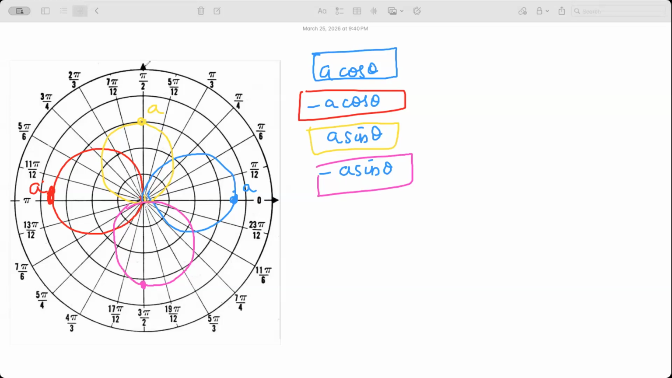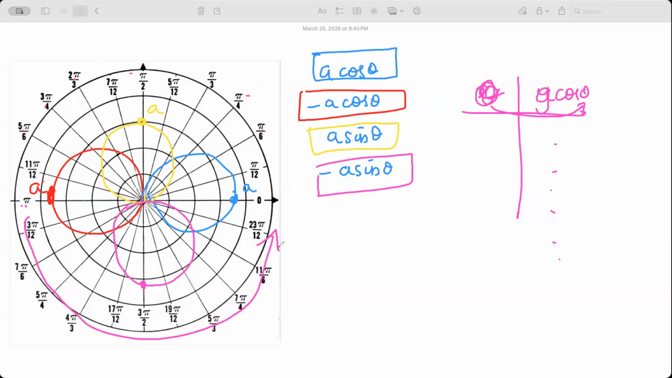Any question till here? You know how you drew the graph, right? X comma y. Usually you plot the table, right? Here what are you going to do? Theta comma a cos theta, whatever is given. So you are going to plug the theta values into this and find the corresponding values for pi by 6, pi by 4, pi by 3, pi by 2, 2 pi by 3, 3 pi by 4, 5 pi by 6. You know what? After pi, see what happens. I want to show you that as well.